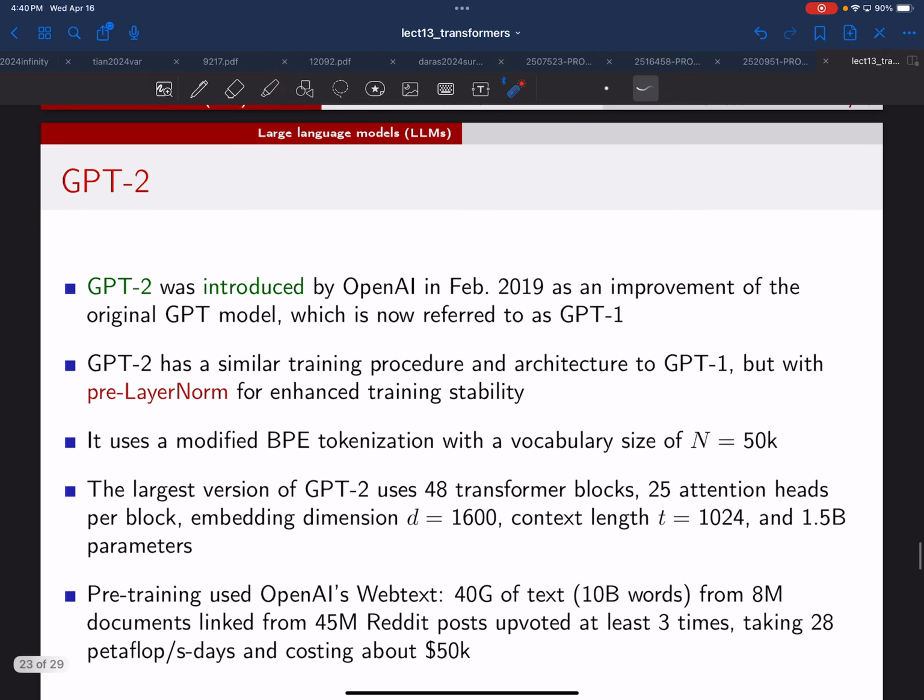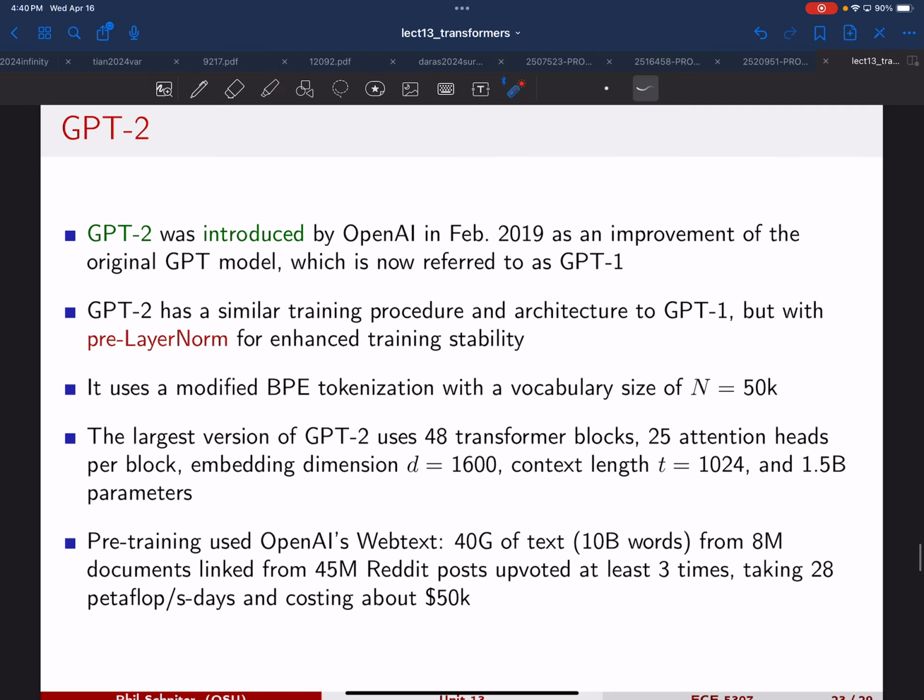Okay, so GPT-2. So this was released in February 2019 as an improvement of GPT-1, and is a very similar training procedure, very similar architecture. One thing they changed is the layer norm was moved from after the transformer to the front, or I guess after the self-attention layer to before, and after the MLPs to before. and that improved the training stability. But other than that, I think everything was pretty much the same.